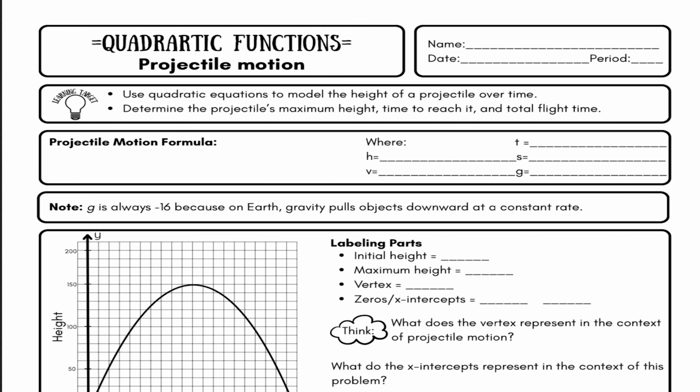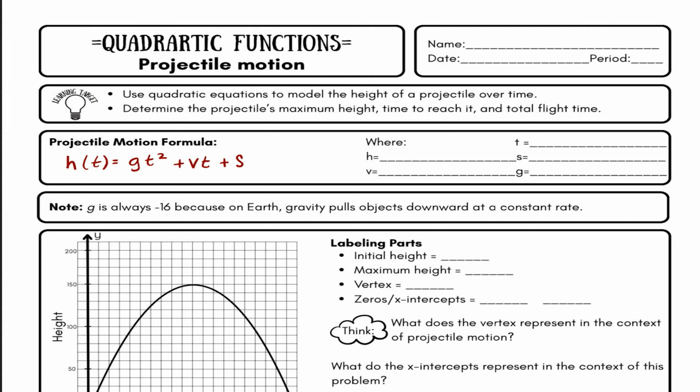So let's get started. The projectile motion formula is h of t equals gt squared plus vt plus s. Now, I know that can be intimidating for some people. There's a lot of letters there, right? But each of them stands for something, and it's actually pretty manageable once we know what everything stands for.